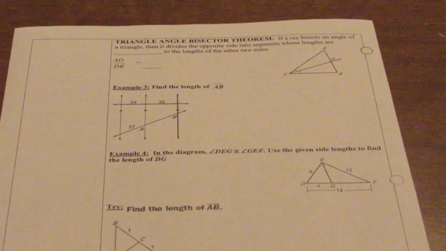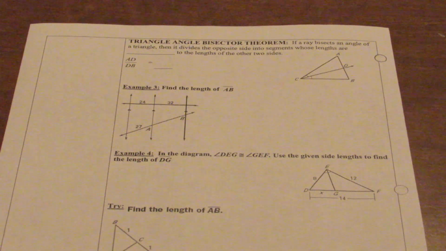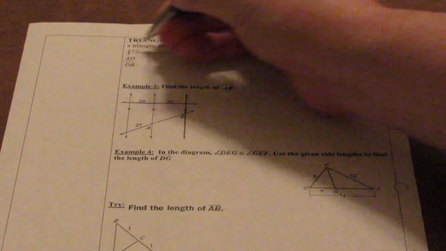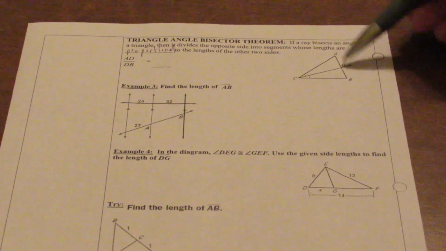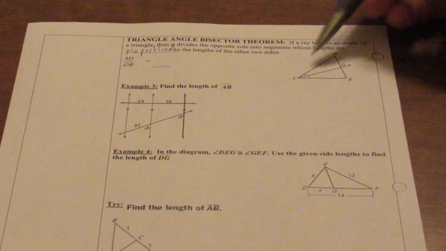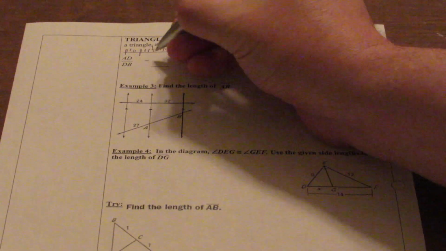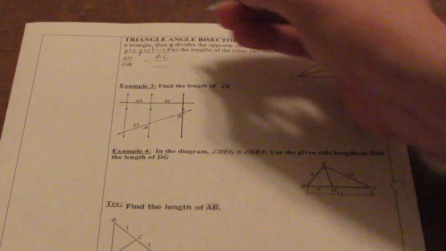Then looking at our triangle angle bisector theorem, if a ray bisects an angle of a triangle, then it divides the opposite side into segments whose lengths are proportional to the lengths of the other two sides. So here AD and DB match up with AC and BC. So AC over BC.